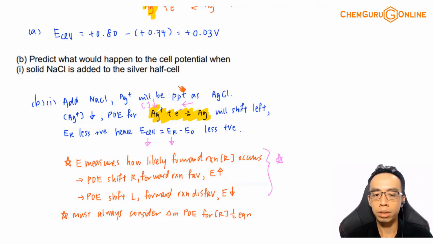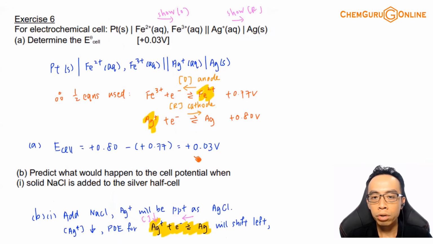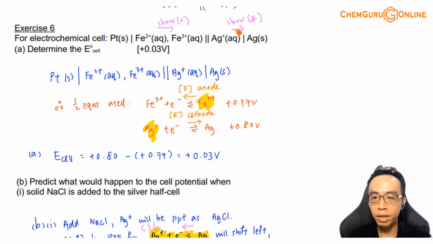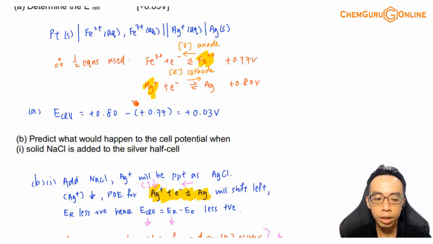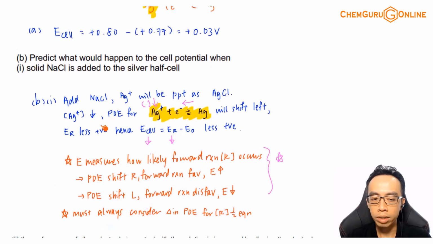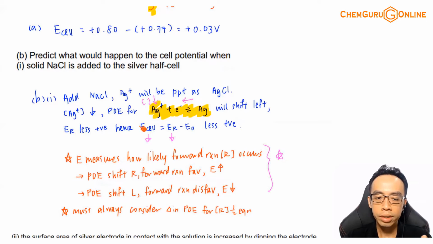Then the next thing we do is this: E reduction or E oxidation. So if I come back to here, your silver half cell undergoes reduction. So this is E reduction. E reduction decreases, or is less positive. Sub back into E cell equals E reduction minus E oxidation. And therefore, if E reduction decreases, your E cell will also decrease.